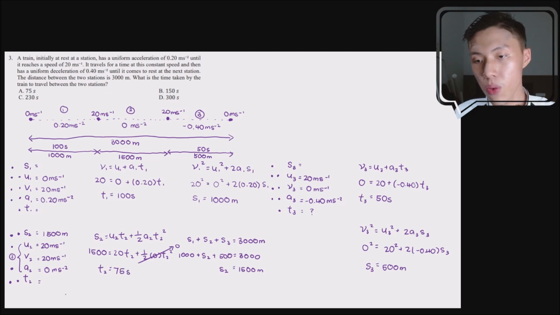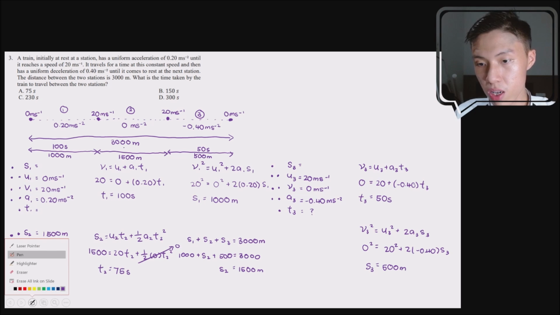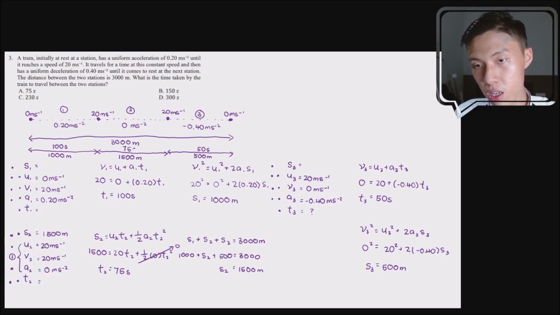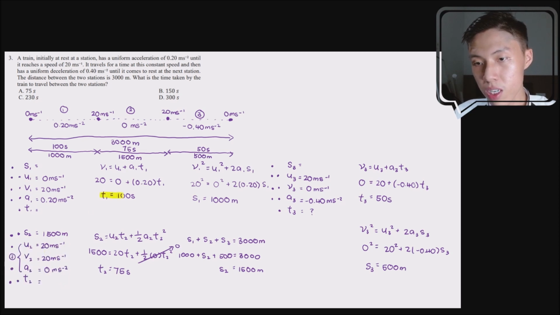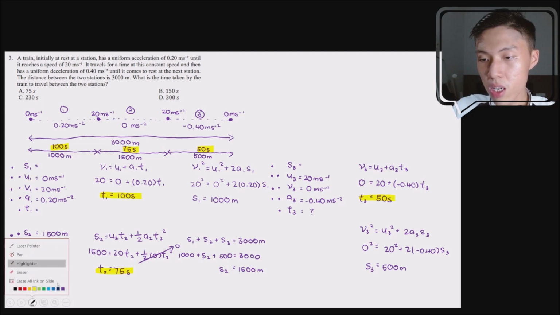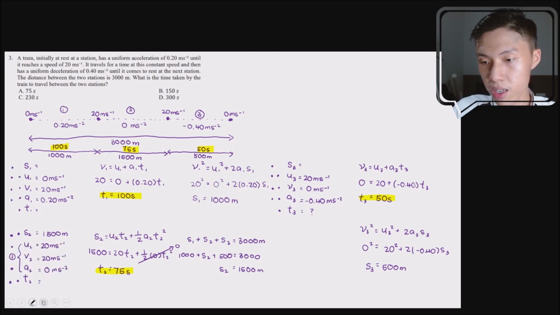So now we have obtained the time for 3 portions of the journey. Let me write it down here. So the time that you obtain over here will be T1, T2, and T3. So it's represented over here. So you want to find the total time taken for the whole journey. It will be just the sum of all of these values together. Okay, so let's try to do that. So the time taken.